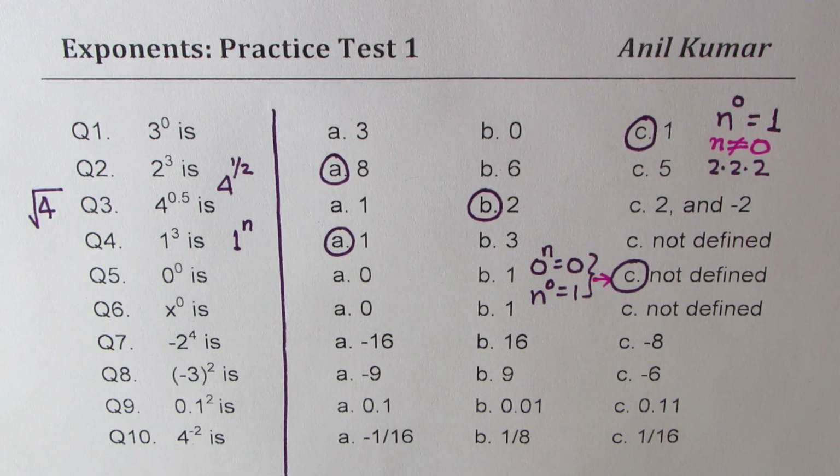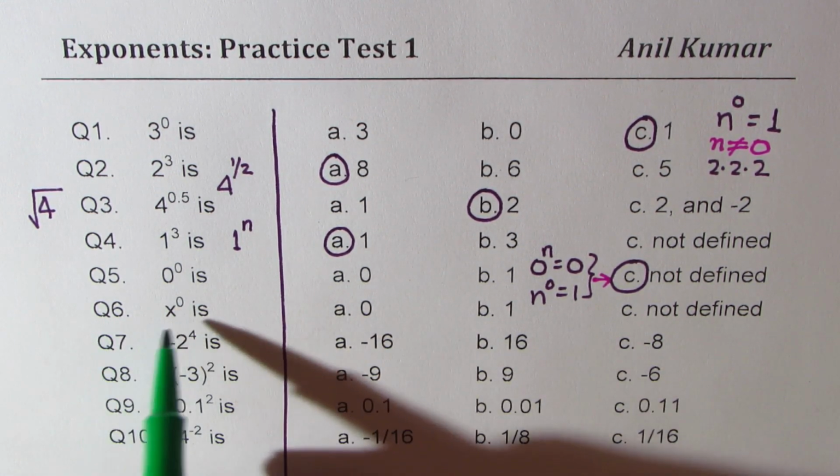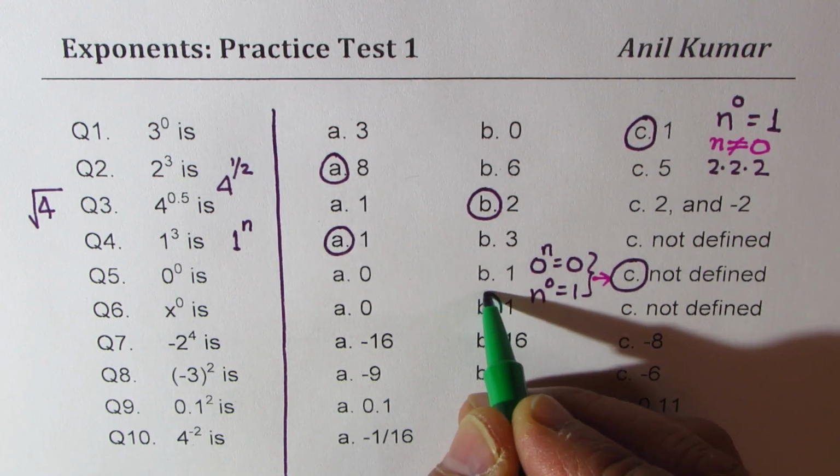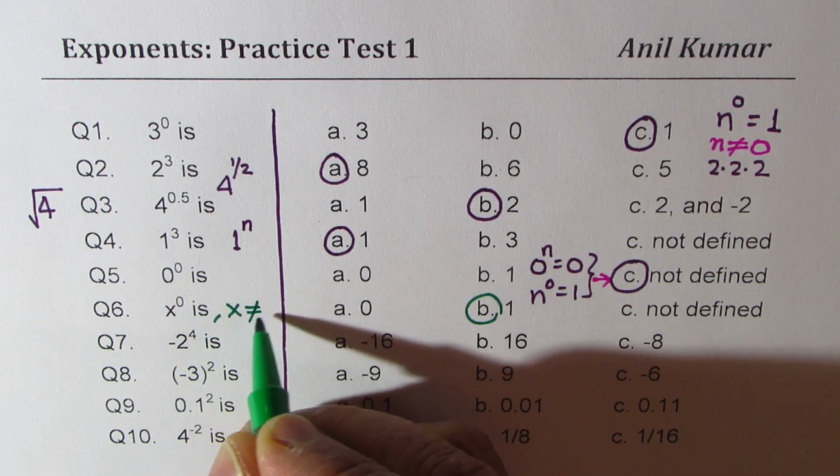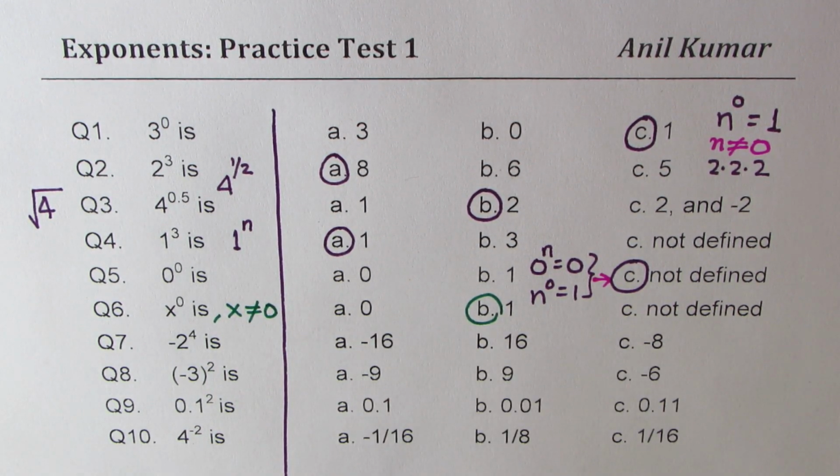Now, question number 6 here is x to the power of 0. That is to say, anything to the power of 0 is what? As we saw, anything to the power of 0 is always 1. Correct? But we should write that x is not equal to 0. That is important to specify. Correct?